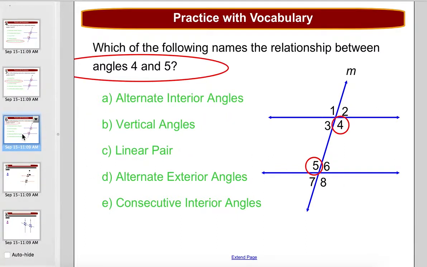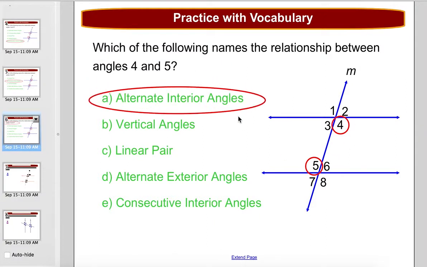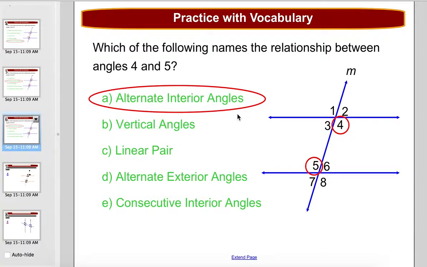All right, last one, 4 and 5. 4 and 5 are both inside the two lines, so they're interiors, and they are alternate from each other because they are not on the same side of the transversal. Hence, they are alternate interior angles. All right, so that was a good review.